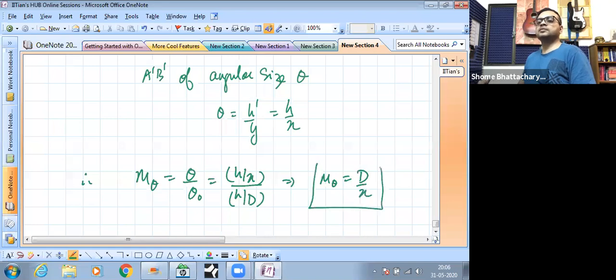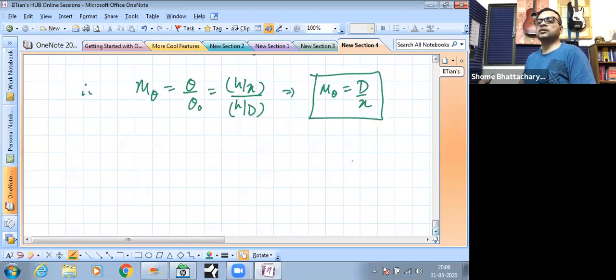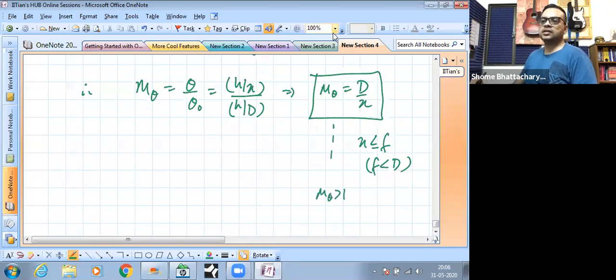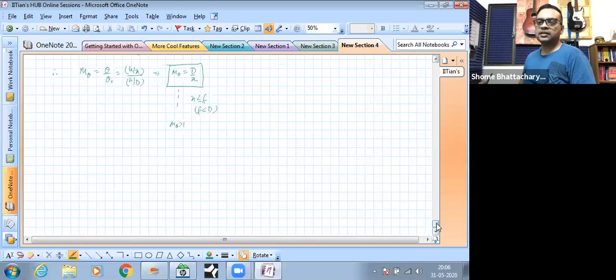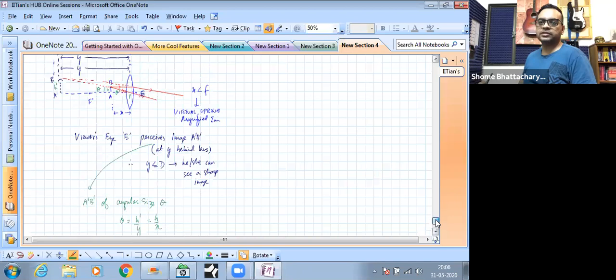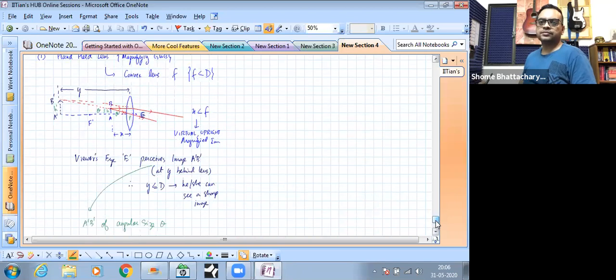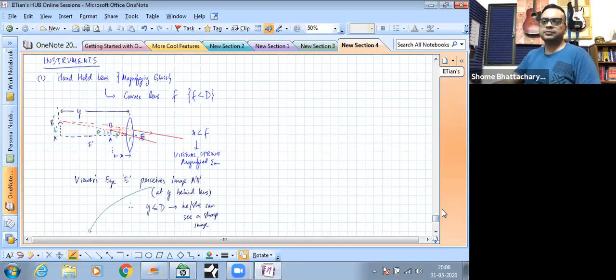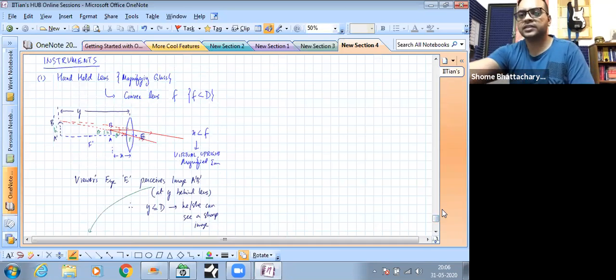Okay. And remember, in general, we are keeping x less than or equal to the focal length, and the focal length of the lens was less than capital D. So it's a magnification. So m theta is greater than 1. So it's an angular magnification. Okay. Just make a note of this, and then we'll understand the different kinds of positions which we can achieve, the different types of magnification, or the range of magnification that we can achieve.